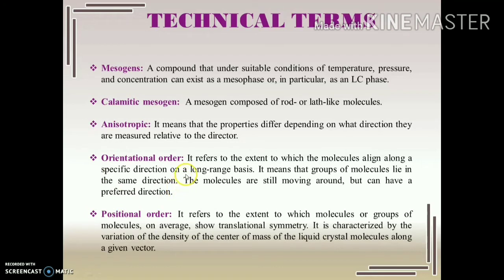orientation of the molecule, and when it is followed on a long range basis, meaning throughout the substance or throughout the entire matrix of the substance, we say that a definite order is being followed by the molecules, and that is the orientational order. The molecules are actually still moving inside, but can have a preferred direction. That means they are aligned in a specific direction like this. For example, there are molecules.